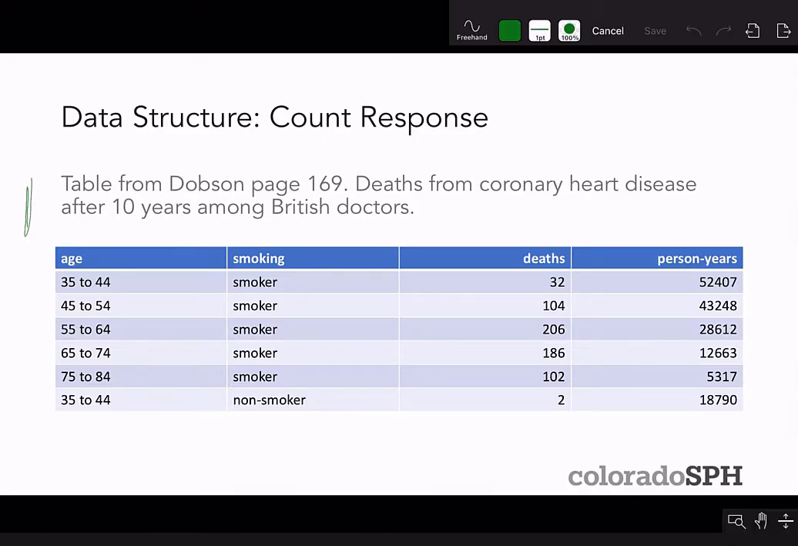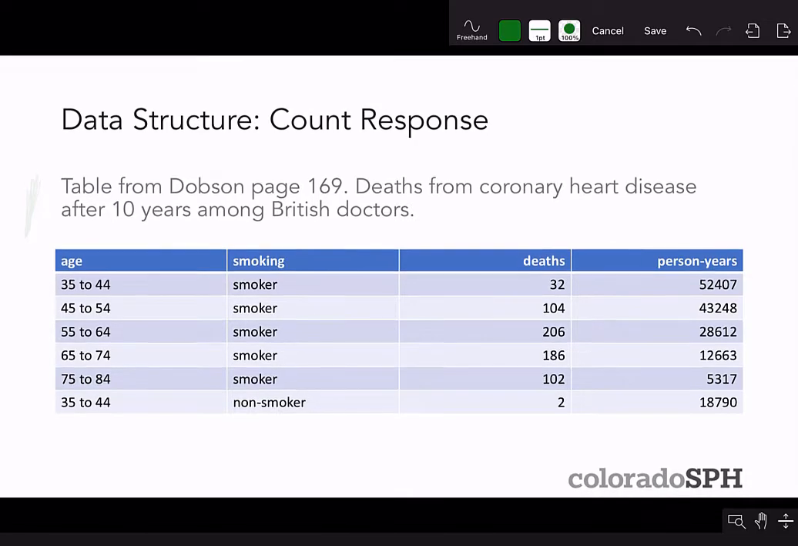A specific example of count response data is given below, and this is a table from the Dobson book on page 169. And these are deaths from coronary heart disease after 10 years among British doctors. When I said the count in a cell, I'm talking about cells of a table here. In this case, the outcome is a count variable, number of deaths. These counts are given in this part of the table. And each of these rows, the counts in each of these rows is one cell. So this cell, the number of deaths would be 32.